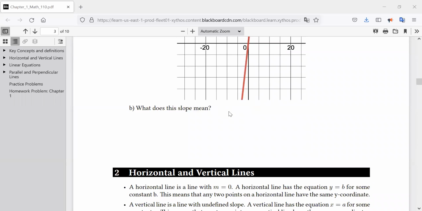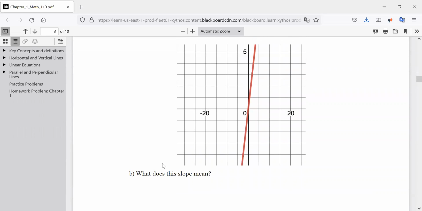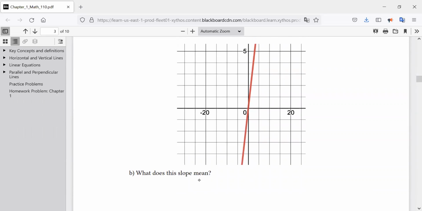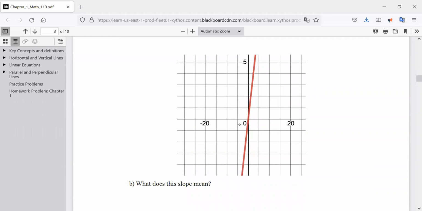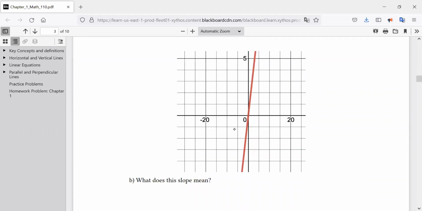What does the slope mean? So this graph is attached to this question, not to the original one, not to the part A. So can someone, in your own words, tell me what the slope is?